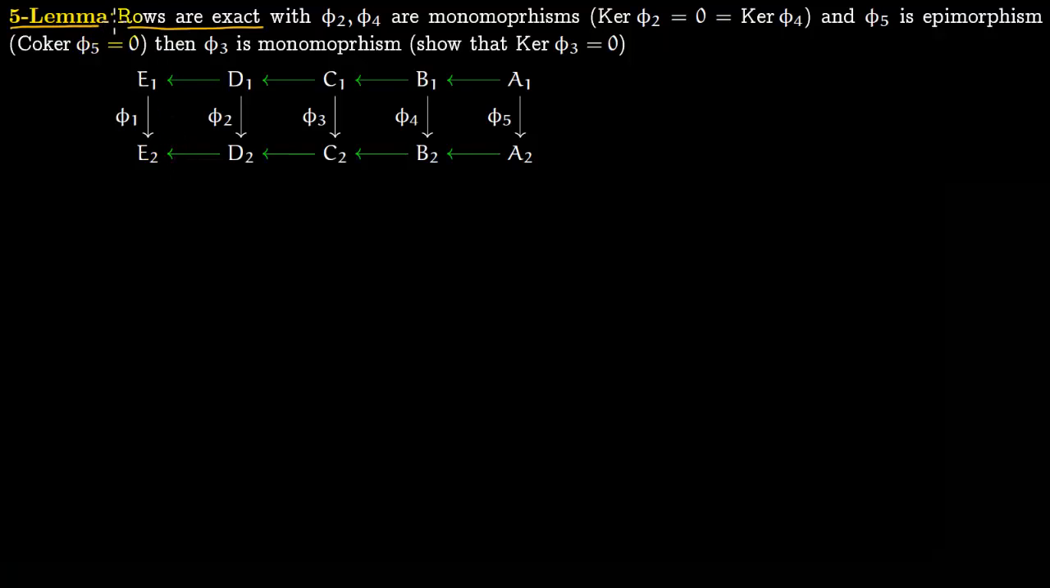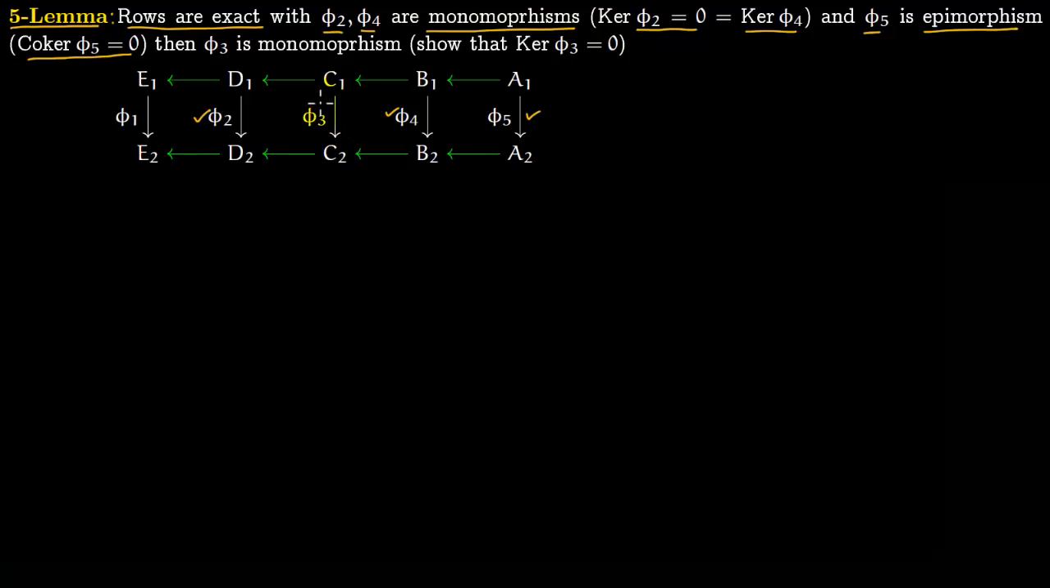So the 5 lemma says if the rows are exact, that is all these green arrows are exact, and phi2 and phi4 are monomorphisms. So that means the kernel of phi2 is 0 and kernel of phi4 is 0. This we are going to use later on. And phi5 is an epimorphism. So that means co-kernel of phi5 is 0.